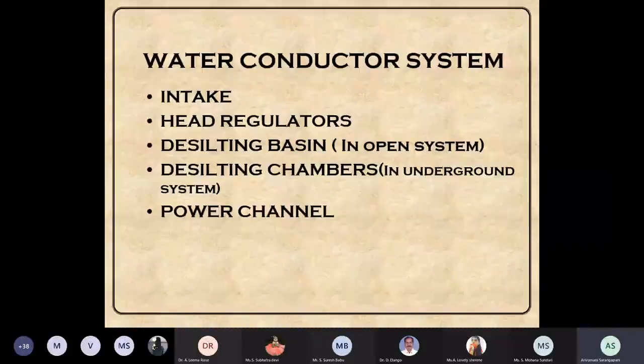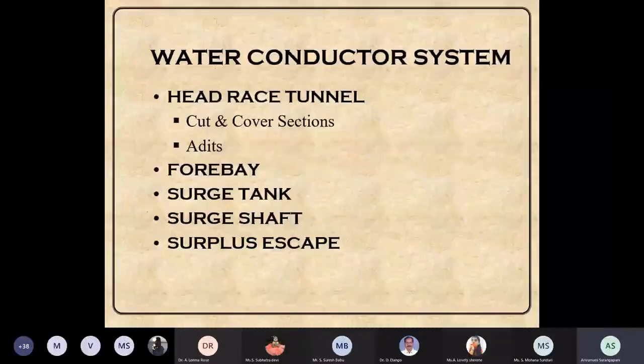Then the water conductor system. This is the main thing. After the desilting basin, the water will be carried through a tunnel that is called the headrace tunnel. This tunnel may be 1 kilometer long, 2 kilometers long, maybe 20 kilometers long also. That will be taken from the dam to the power house location. And there may be a cut and cover section also. Cut and cover section means this headrace tunnel is underground, and cut and cover is in an open area. We will make a trench, and we will make a rectangular section, or maybe a circular section, and then that will be closed.